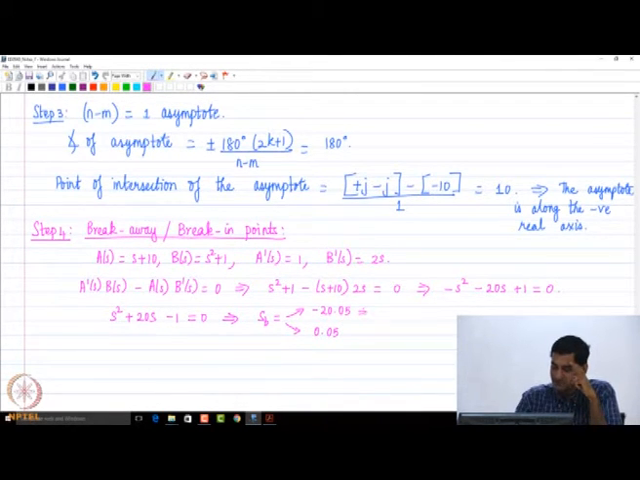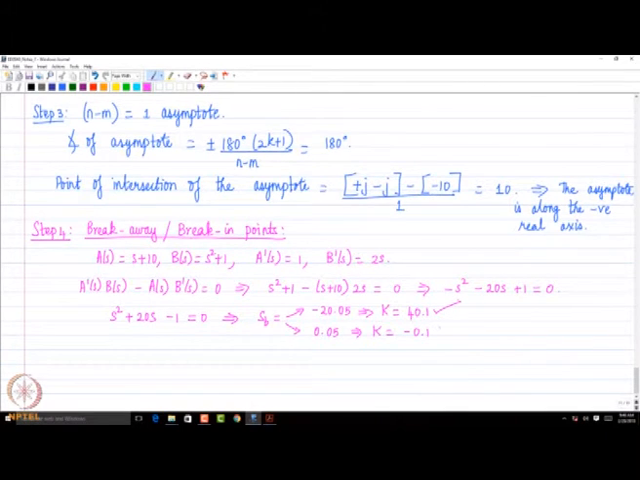So s_b equals minus 20.05 would imply a K of 40.1, and s_b equals 0.05 implies a K of minus 0.1. Right? How do we get this? K of s is equal to minus B of s divided by A of s, right? If you solve that, you will get this. So, by looking at this, which is a breakaway point? This one, right? This is not.